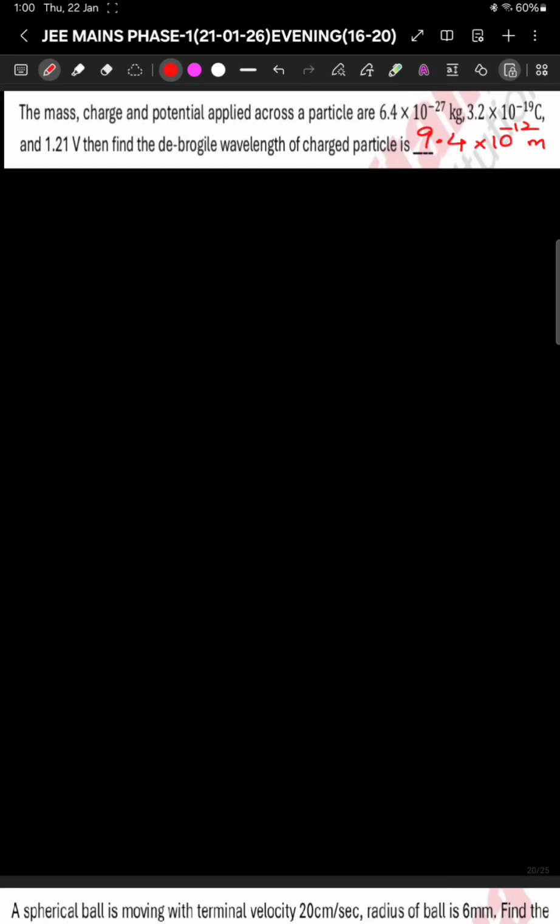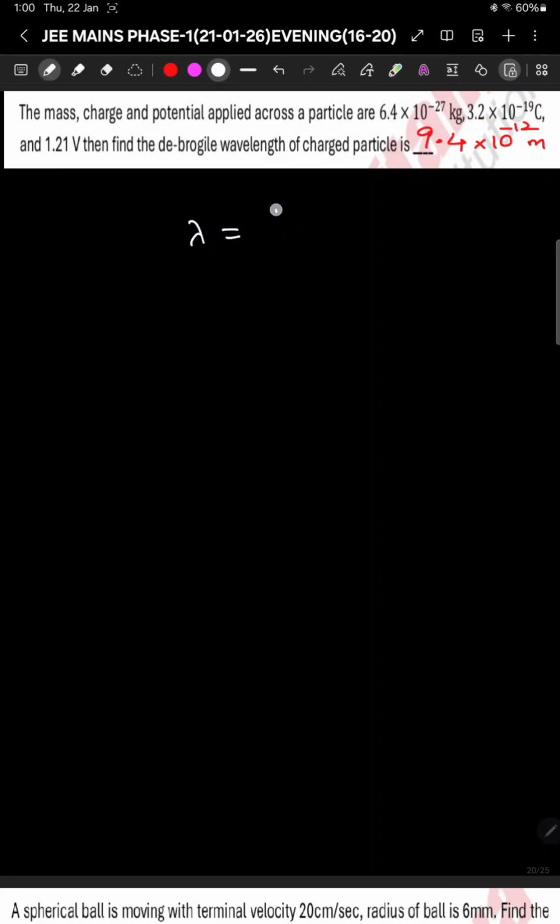This question belongs to dual nature, de Broglie concept. A mass, charge and potential applied across a particle is given. Mass given, charge given, applied voltage also given. You are asked to find the de Broglie wavelength.